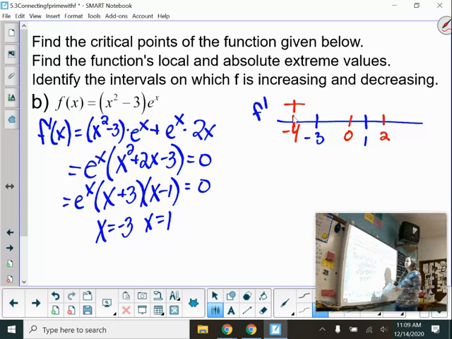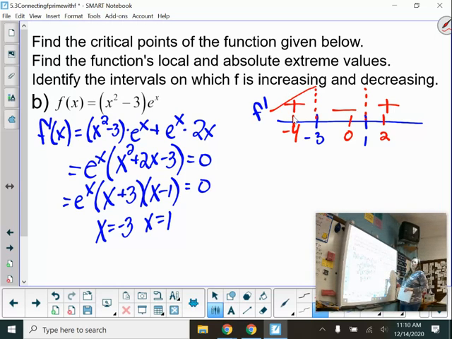Plug in a 0. 0 plus 3 is positive. 0 minus 1 is negative. When you multiply them, you get a negative. Plug in a 2. 2 plus 3 is positive. 2 minus 1 is positive. When you multiply them, you get a positive. The domain here is all real numbers. There is no value that you can't plug in here. So because the domain is all real numbers, there's no real limiting factor on this, and it's not going to actually bottom out at a value we can find.